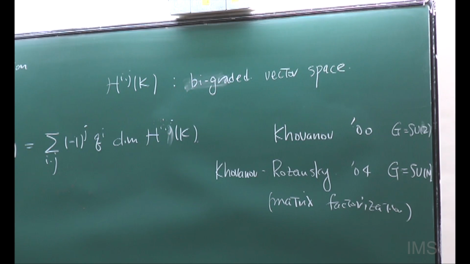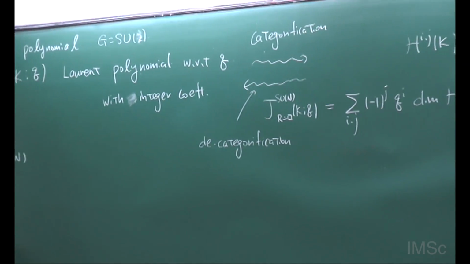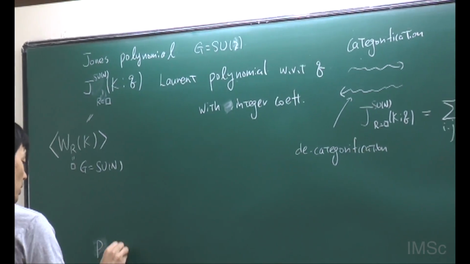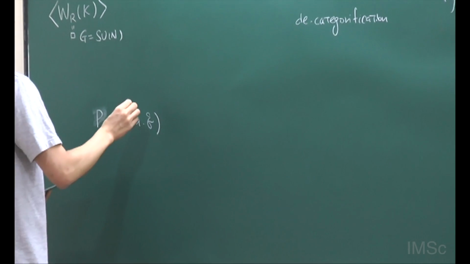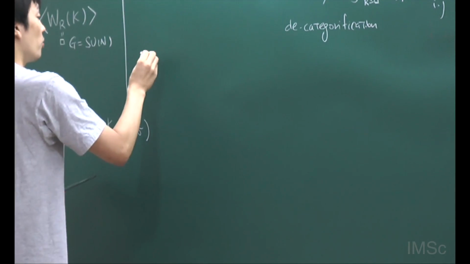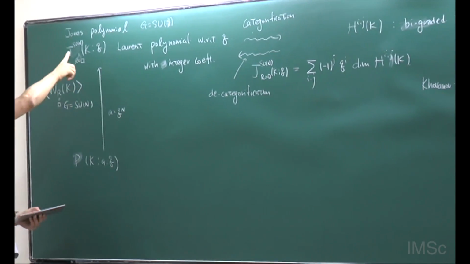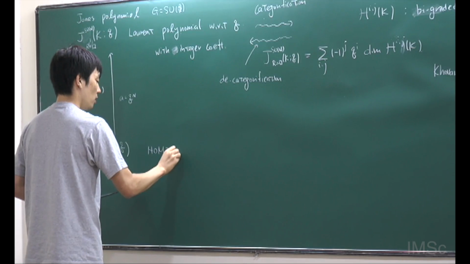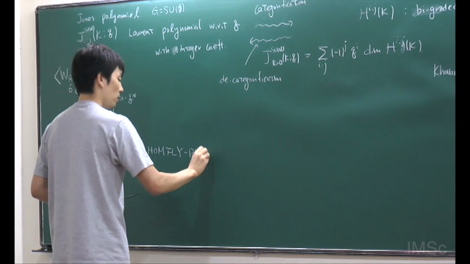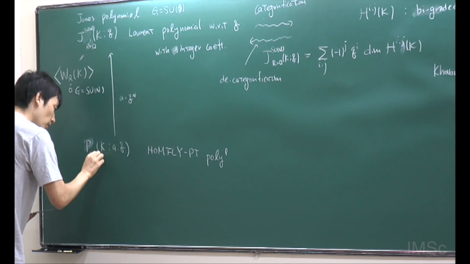And furthermore, we learned that when you take the large N limit, one can associate the HOMFLY-PT polynomial. I will use P instead of J. When you take the limit A equal to q^N, it reduces to the SU(N) invariants. This is called the HOMFLY-PT polynomial. I also only focus on the fundamental representation.